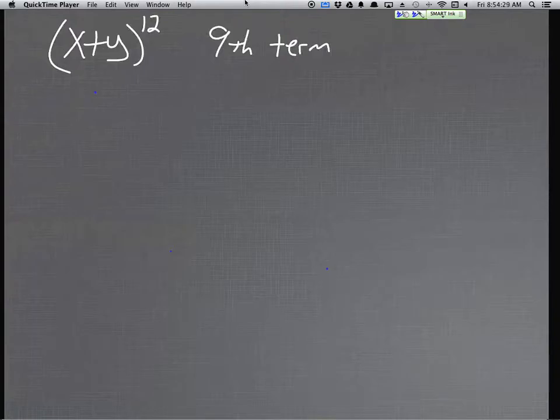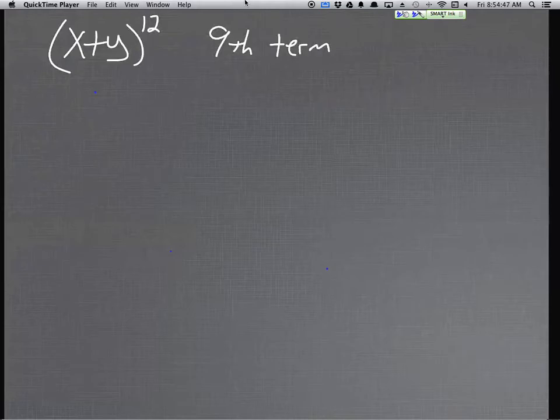Alright, so today we're going to do two things. We are looking to find coefficients of terms in a binomial expansion without Pascal's triangle, and then we're going to use that method to help us expand a binomial as well. So those are the two things we're looking at.